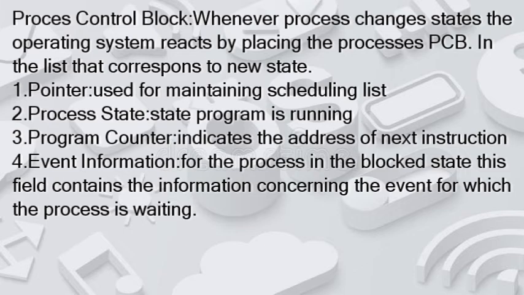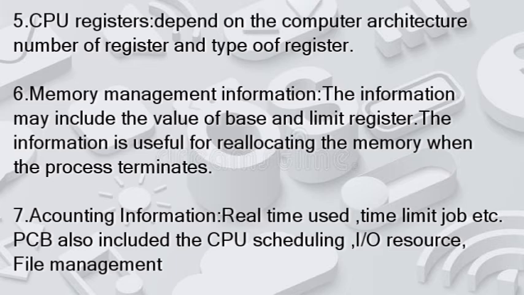Next, we have the event information. For a process in the blocked state, this field contains the information concerning the event for which the process has been waiting. That is called the event information. Then we have CPU registers. Depending upon the computer architecture, the number of registers and the type of registers vary in the operating system. Next, we have memory management. The information may include the value of base and limit registers, useful for contiguous memory whenever the process terminates.